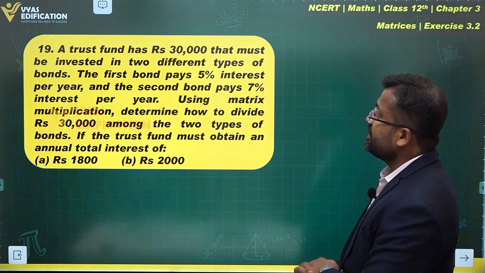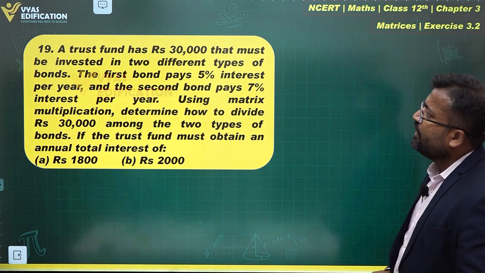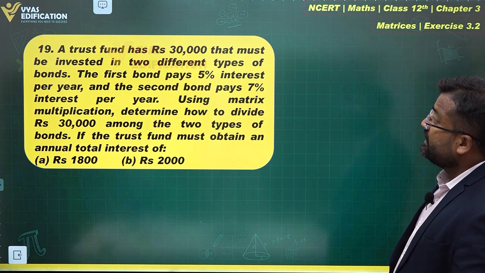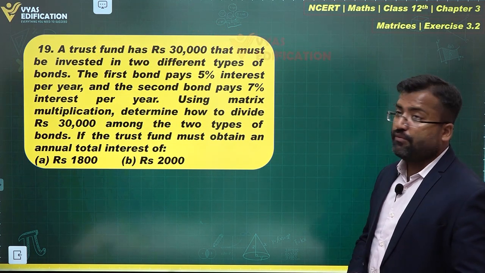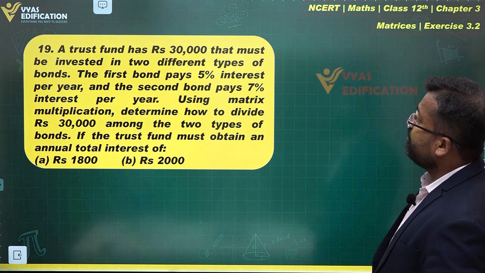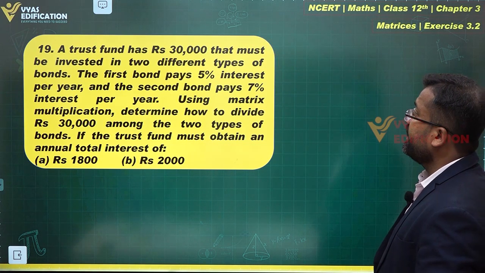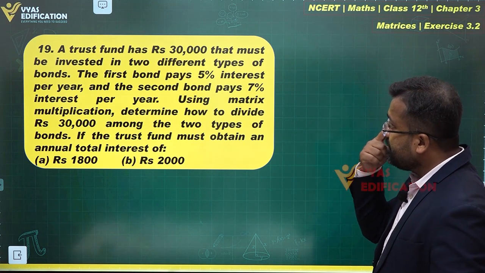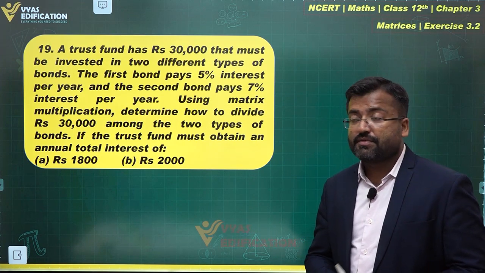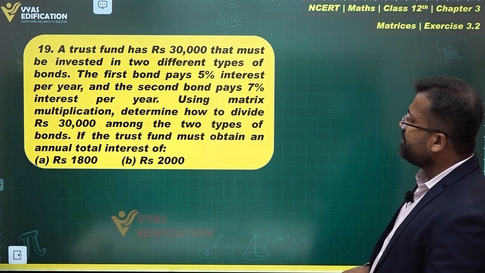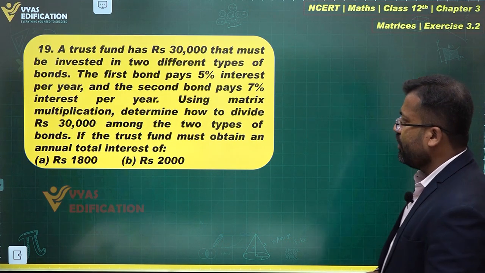Let's discuss this question next. 19th. What does this question say? A trust fund has rupees 30,000 that must be invested in two different types of bonds. The first bond pays 5% interest per year and the second bond pays 7% interest per year. Using matrix multiplication, determine how to divide rupees 30,000 among the two types of bonds.